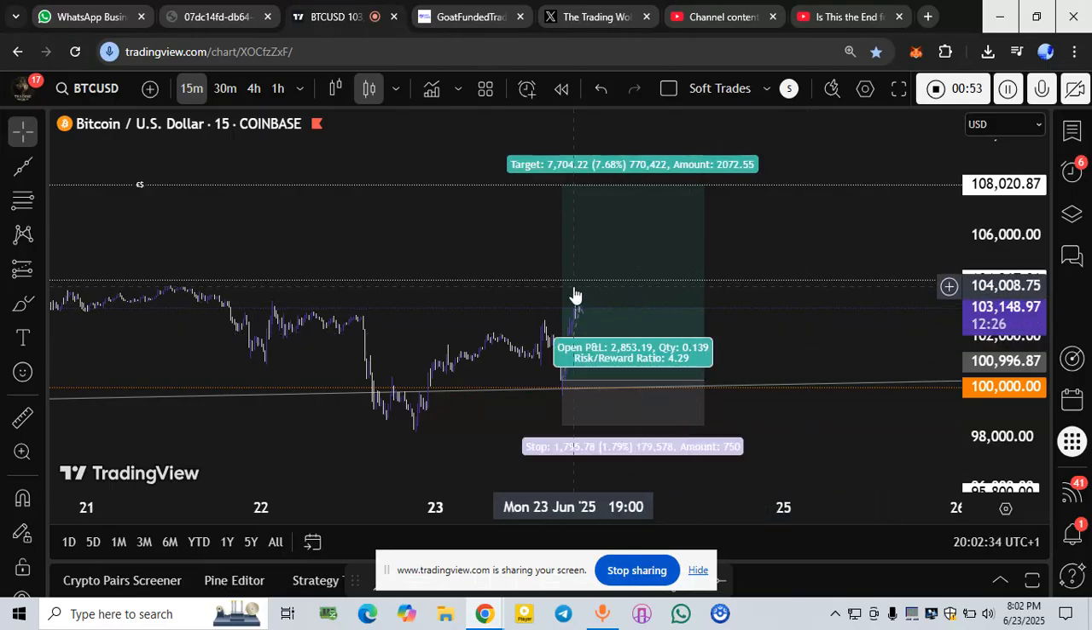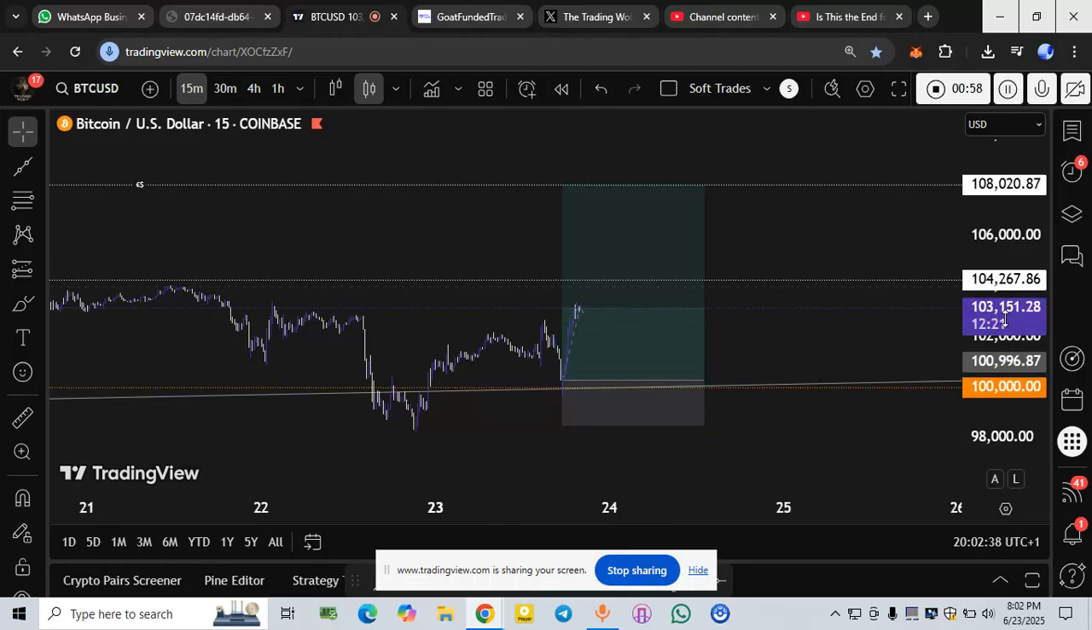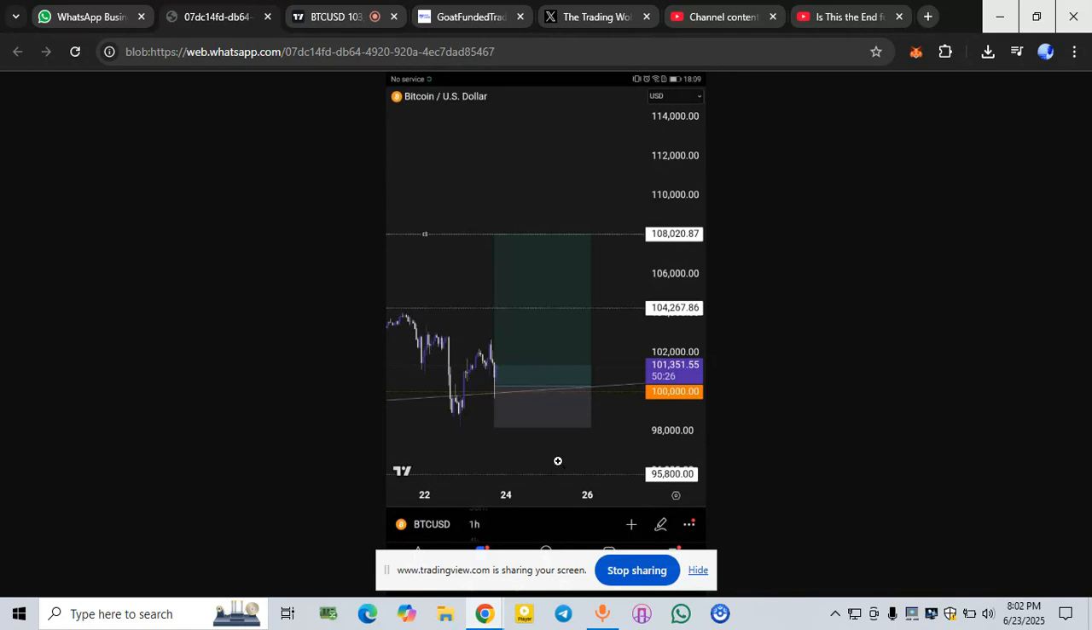So our targets right here: the first target is 104,000. As you can see, we're already up around 103,000. So this is basically where we enter that particular trade over here, all right? And we're targeting these two levels.